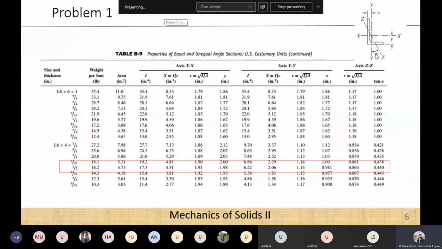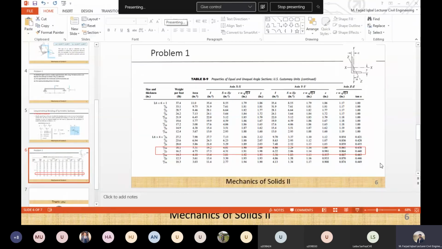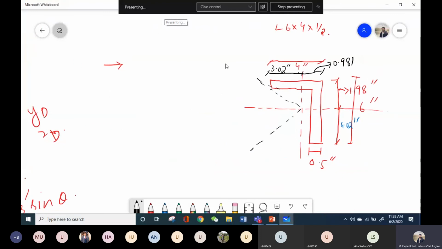And another thing that we have been provided in this question is this radius of gyration. So for this z-axis, the radius of gyration is 0.864. And we have also been provided the area of this section, that is 4.75. Now, as I have told you before, since we know the area, the radius of gyration, and the angle alpha, we can calculate everything, that is moment of inertia, angle, and these two things, and this is what we will need in this question. So the area that is given in this table is 4.75 inch square, which is the area for the whole section.